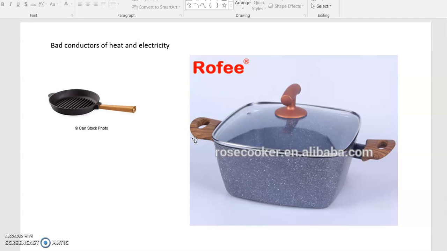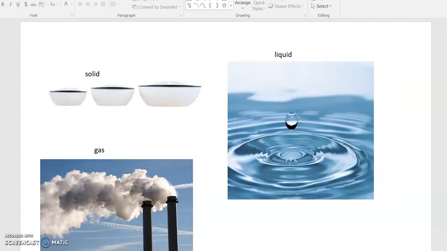Unlike metals, non-metals will take different states at room temperature. Remember, all your metals are solid at room temperature, except mercury. Mercury is a metal, but it's liquid at room temperature.